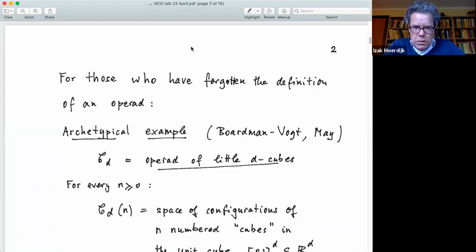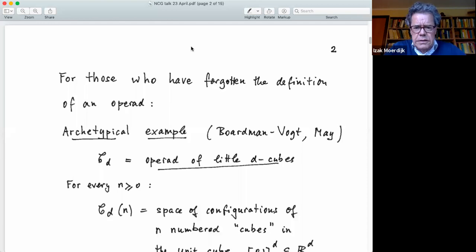Okay, so since this is a colloquium style talk, I will remind you of various things. And the first thing is a page for those who have forgotten the definition of an operad. I'm sure that's the minority among you, but still. And rather than giving the definition, I will show you the archetypical example of an operad. In fact, the example that motivated the entire theory.